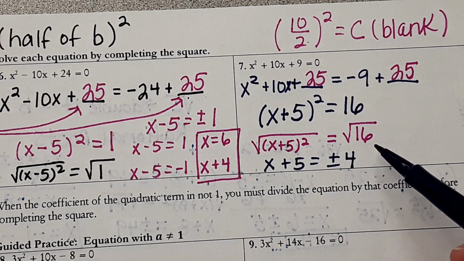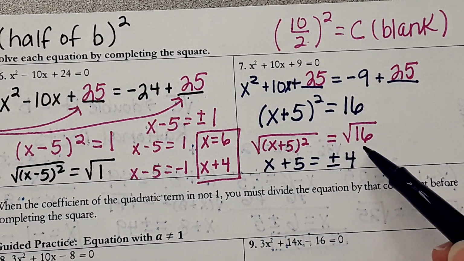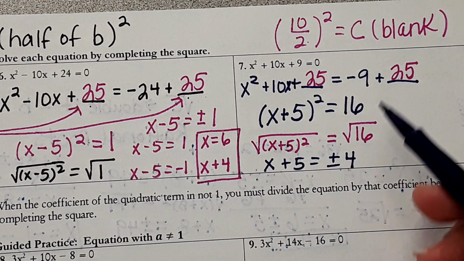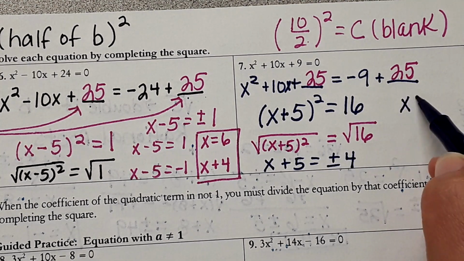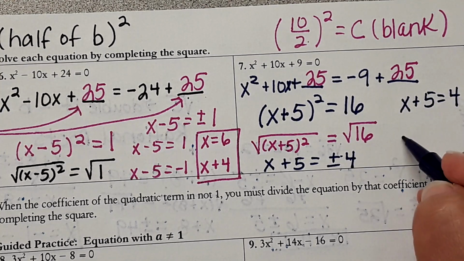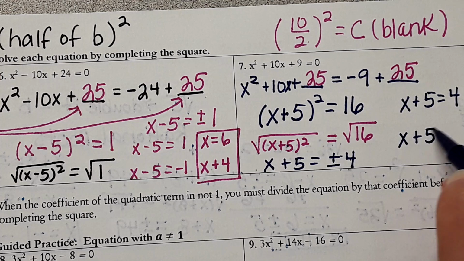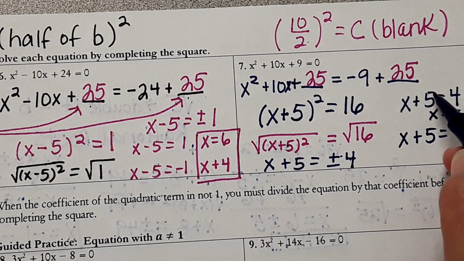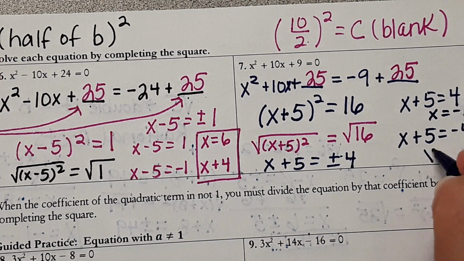And you guys, again, because there's an equal sign and you take the square root, that is why I have a plus and a minus. So I would have x plus 5 equals 4, because that's my positive 4. And I would have x plus 5 equals negative 4. This one would be x equals negative 1, because 4 minus 5 is negative 1. And then negative 4 minus 5 equals negative 9.